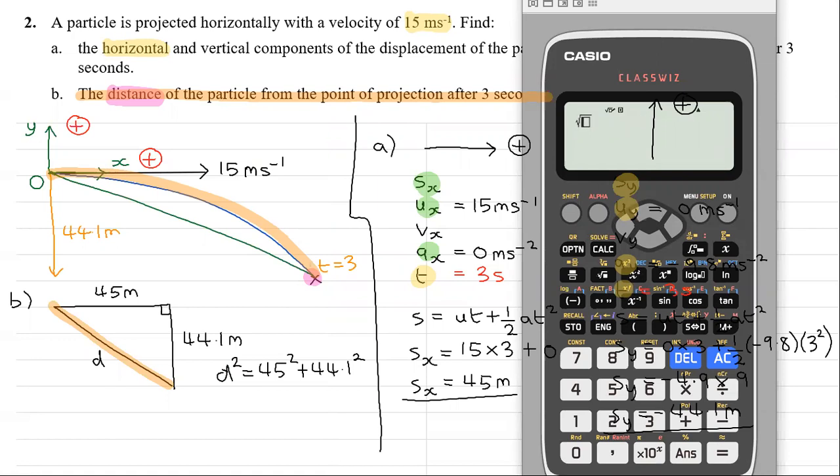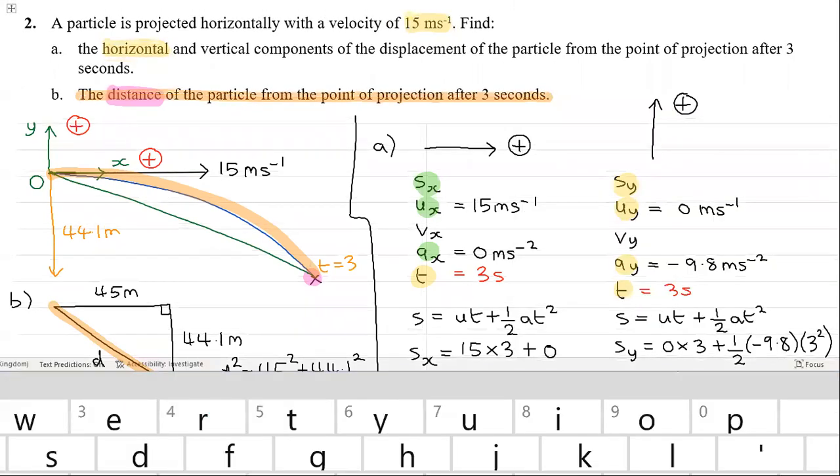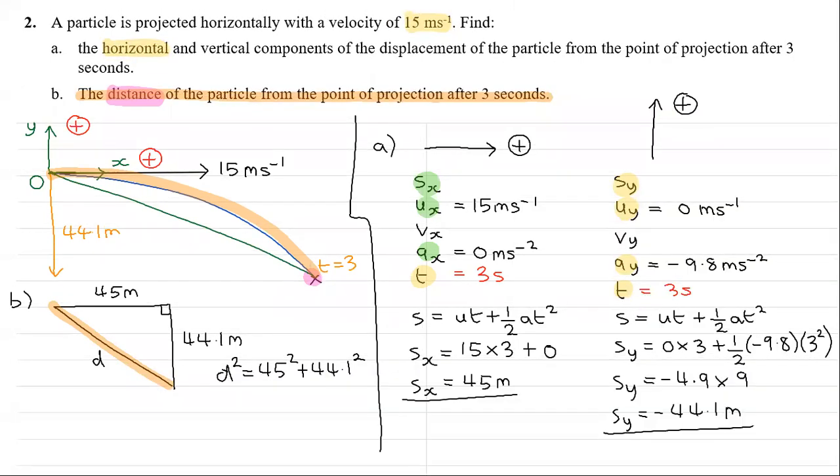close to 4,000, square root the answer, and we get 63.00. So it's very, very close to 63 meters. So therefore, D is going to equal 63.0 meters, and that's rounded to 3 significant figures. Okay, and we're done.